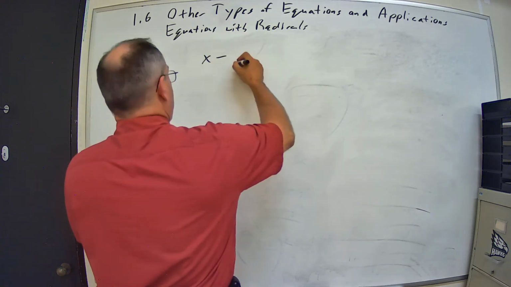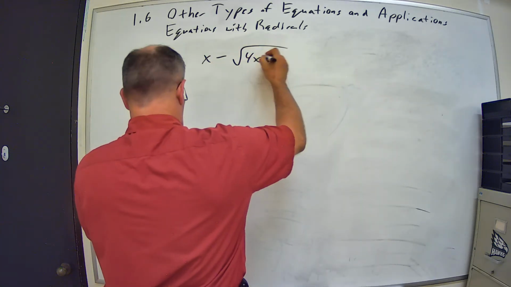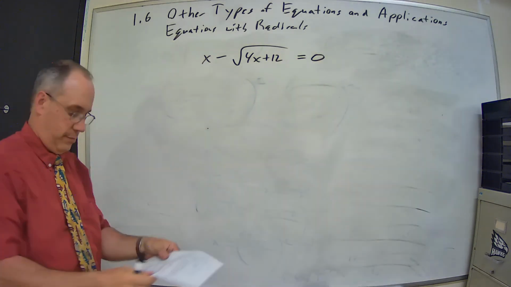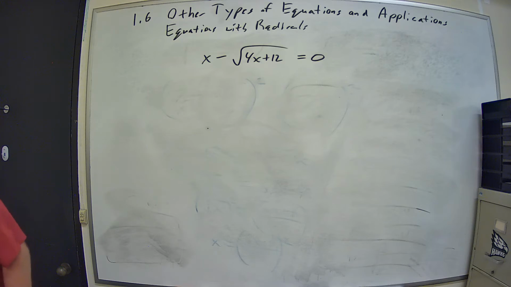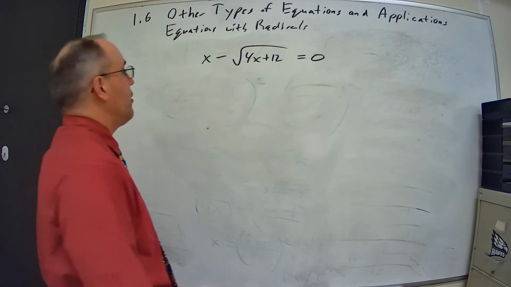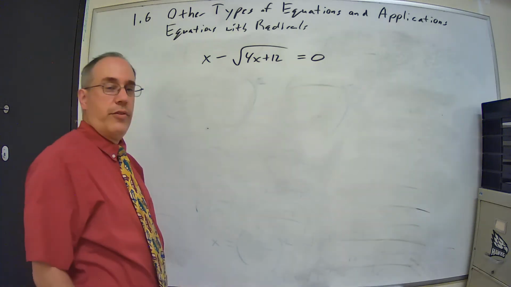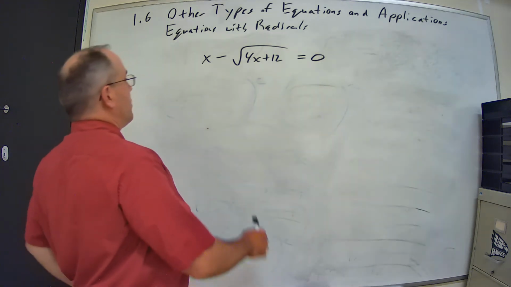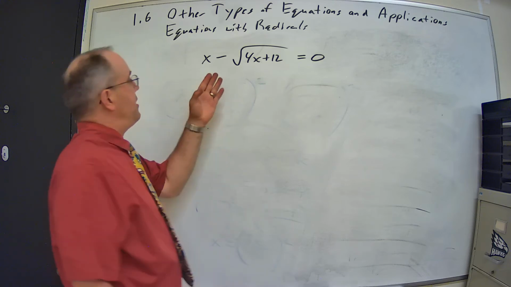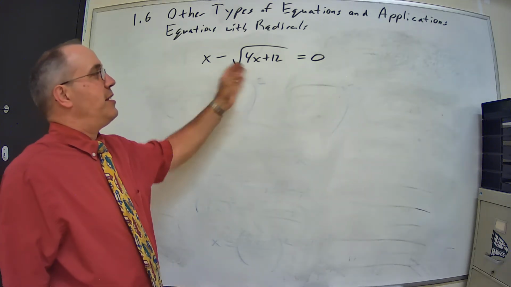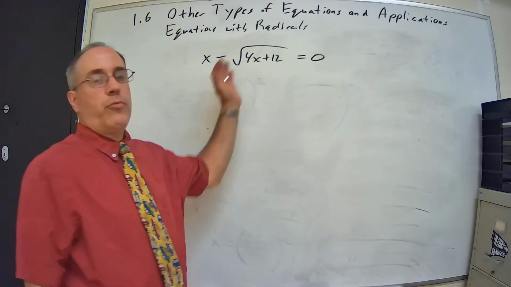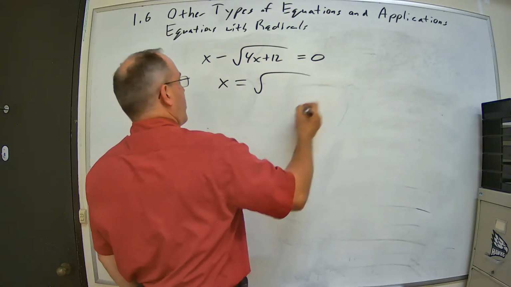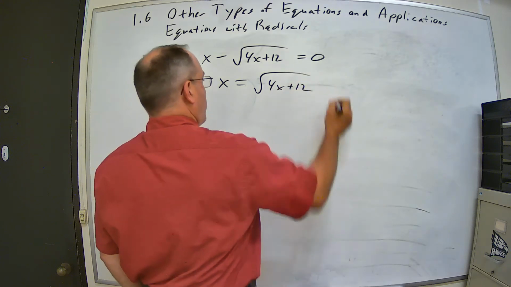x minus the square root of 4x plus 12 is equal to 0. Okay, so if we want to do this, we need to isolate the radical. In this case, I see that this is positive and this is negative. That's a 0 there, so I'm just going to move the radical over to the other side and say x is equal to the square root of 4x plus 12.